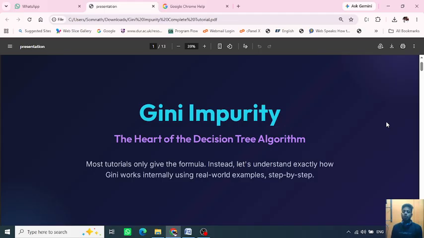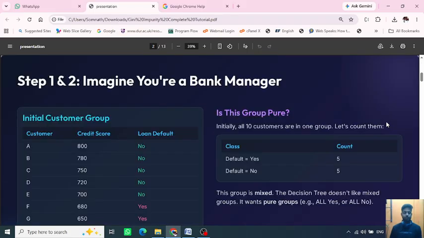Today I am going to discuss the Gini impurity. This is the heart of the decision tree algorithm. In the last tutorial, I just theoretically explained the decision tree algorithm. So actually, Gini impurity helps to split the data set. Okay. And today I'm going to explain how Gini impurity works internally. Let's start.